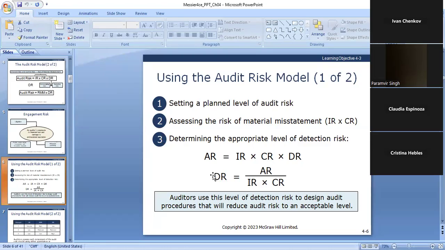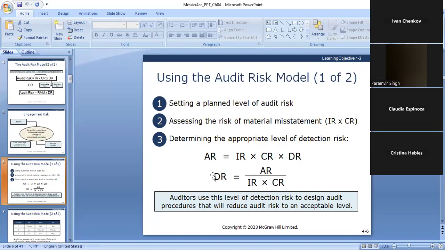Do you understand the idea of the audit risk here? Yes. So we have an audit risk, which we're going to express as a number, which is equal to inherent risk times control risk times detection risk. The auditor doesn't have an effect.